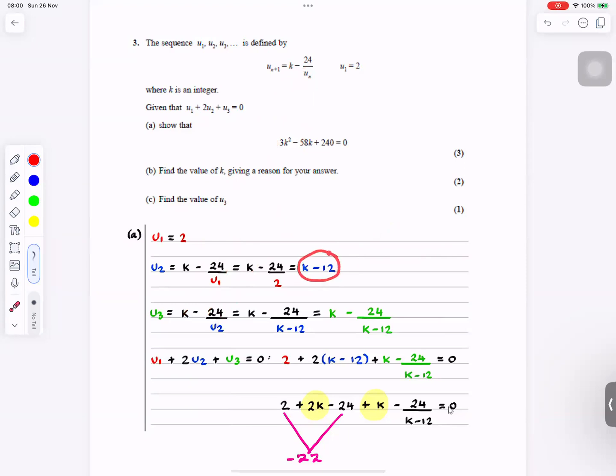Our u2 is k minus 12. So put k minus 12 there. So we got that for u3. And then we want u1 plus 2 u2 plus u3 from the question. So that's u1, u2, we double it, plus u3. Put that together, 2 minus 24 is minus 22. 2k plus k is 3k.